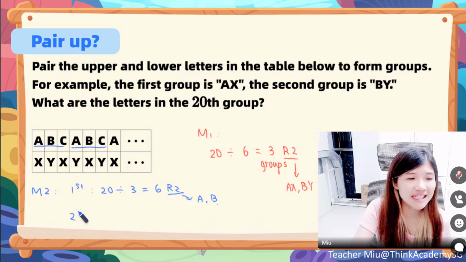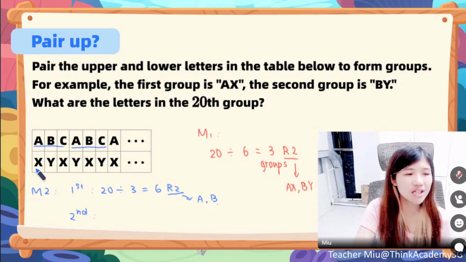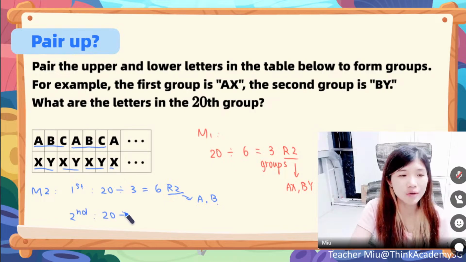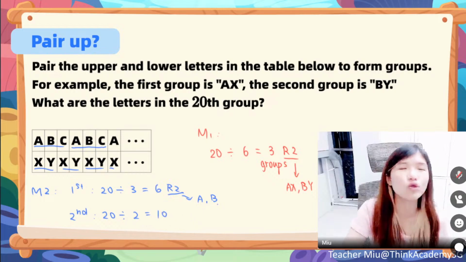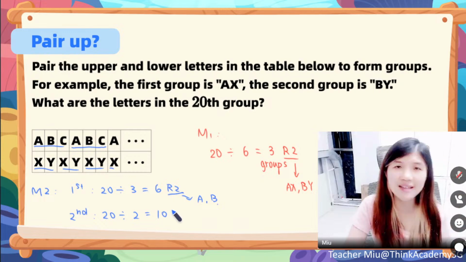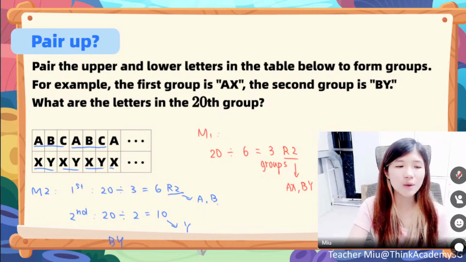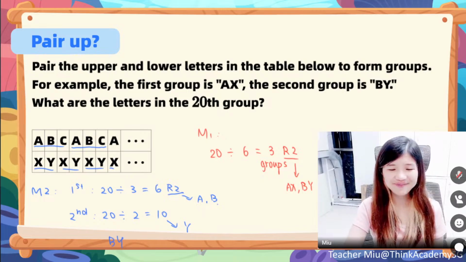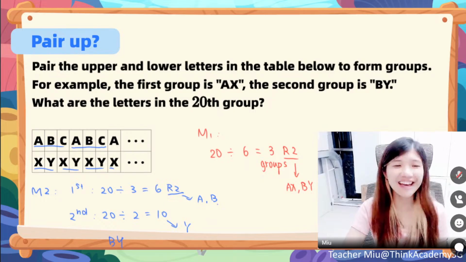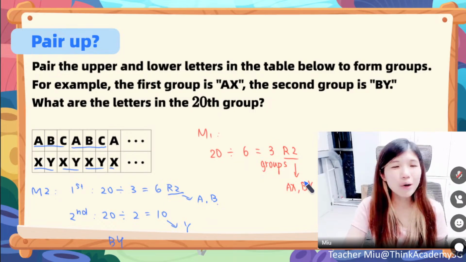And for the second row, which is XY, XY, XY, 2 in a group, 2 in a group, 2 in a group. So you are using 20 divided by 2, that you got completely 10 groups without any remainder. So the last one must be Y. You combine them in the end, that's BY. Same answer. Not AX, no. Both methods will lead you to BY.